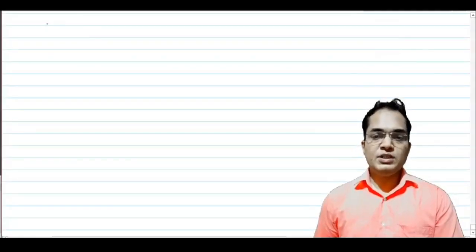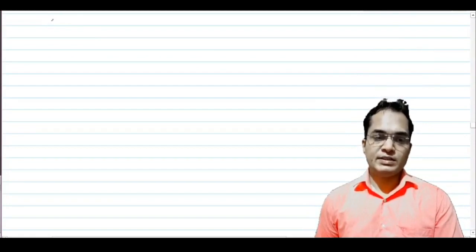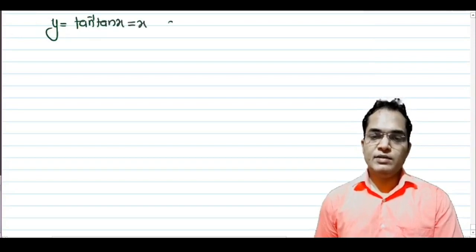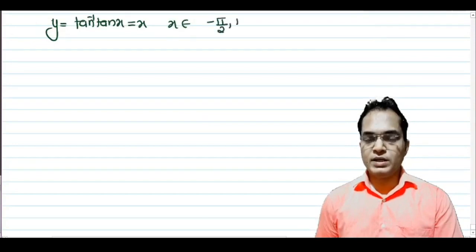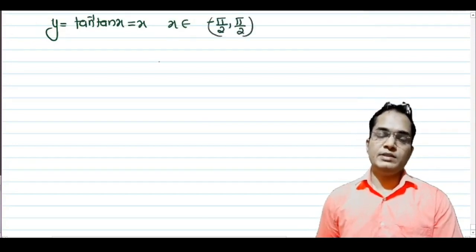Now we are going to study property number 1, third part, which is about tan inverse tan x. What is the value of tan inverse tan x? Tan inverse tan x is equal to x if x lies in the open interval between minus pi by 2 and pi by 2. This is the value of tan inverse tan x.